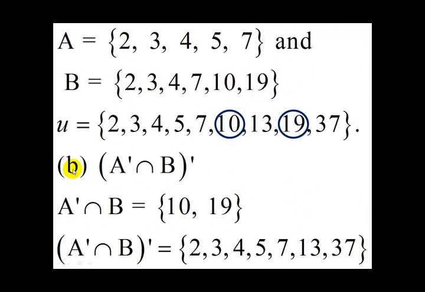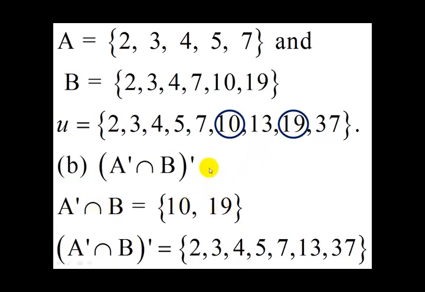Now, we were given A in the question. We are also given B and the universal set. Now, A complement intersection B, then complement. From the previous step, A complement intersection B gave us 10, 19. So the complement of A complement intersection B means we are to search for elements that belong to the universal set but do not belong to A complement intersection B, that is 10, 19. And when we look at the universal set, 10, 19 are elements that belong to A complement intersection B.